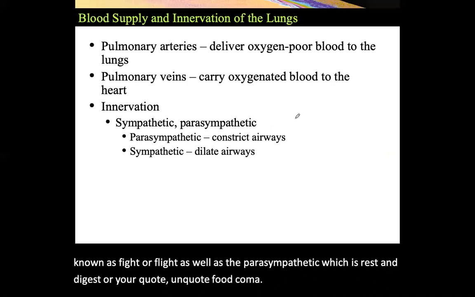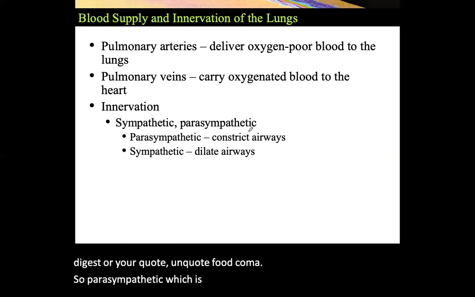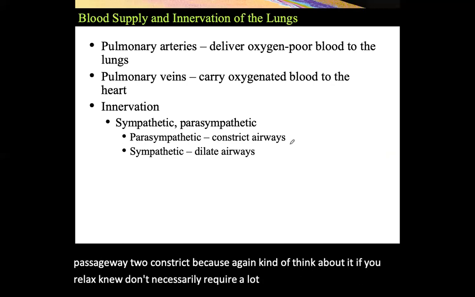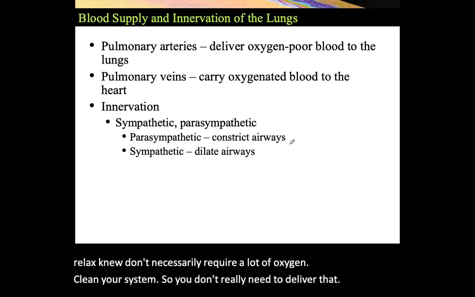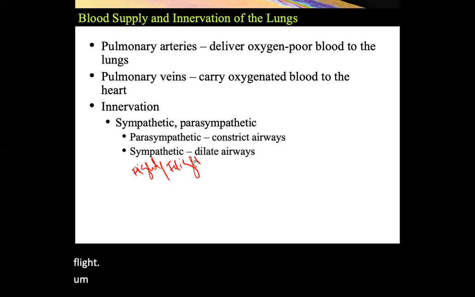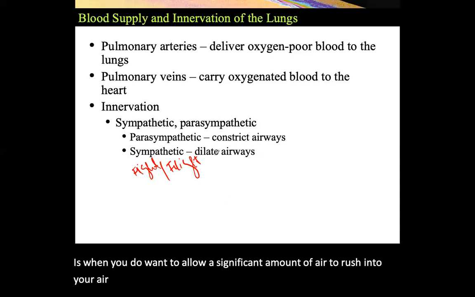The parasympathetic, the rest and digest one, causes your air passageway to constrict. Think about it: if you relax, you don't necessarily require a lot of oxygen in your system, so you don't really need to deliver that. The second branch, the sympathetic, also known as fight or flight, is when you do want to allow a significant amount of air to rush into your air passageway, and therefore you dilate your air passageway for easy flow of air.